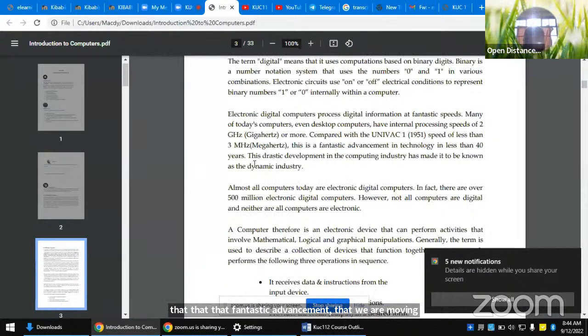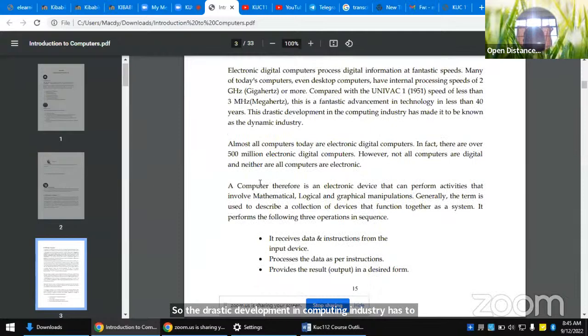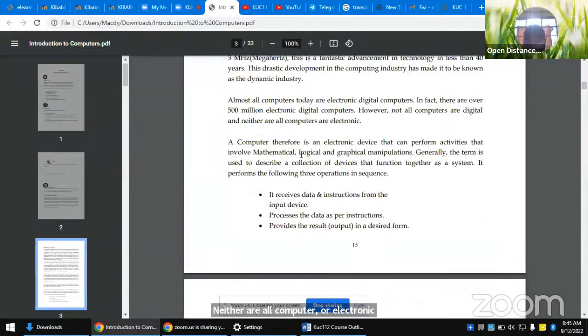The drastic development in the computing industry has made it known as the dynamic industry. Almost all computers today are electronic digital computers. In fact, there are over 500 million electronic digital computers. However, not all computers are digital, and neither are all computers electronic. So a computer, therefore, is an electronic device that can perform activities that involve mathematics, logic, and graphic manipulation.